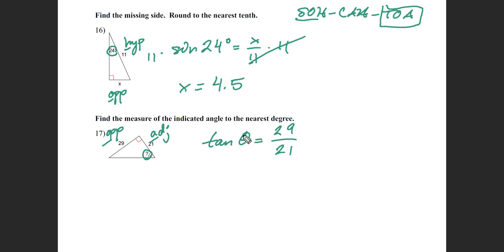Now to find theta, we take inverse tangent of both sides. Inverse tangent gets rid of this tangent. So really, theta is just inverse tangent of 29 over 21. And we get 54 degrees.